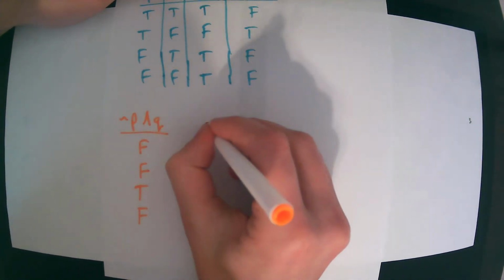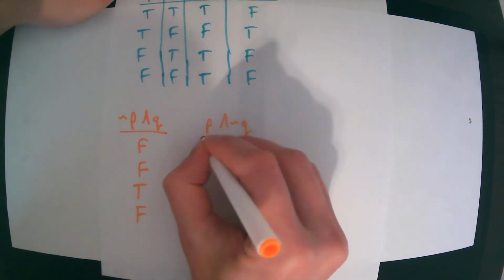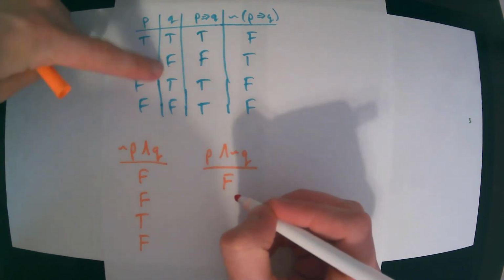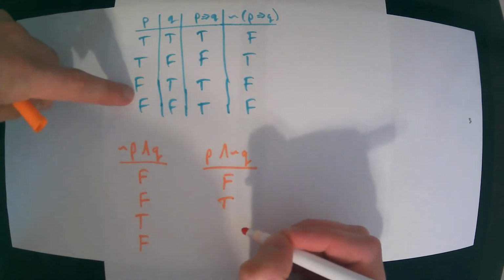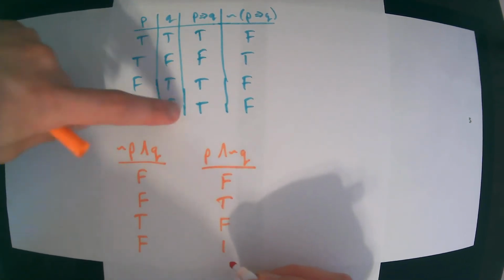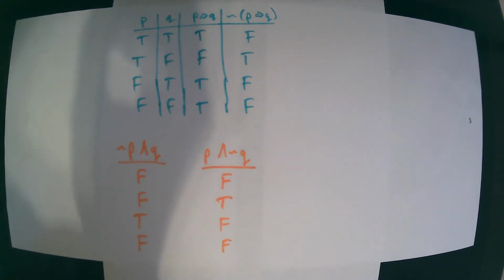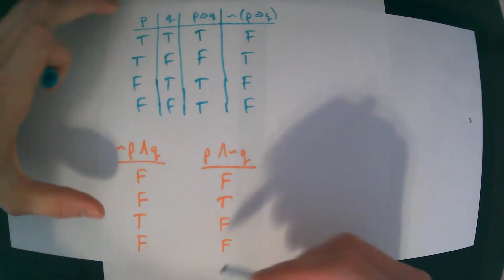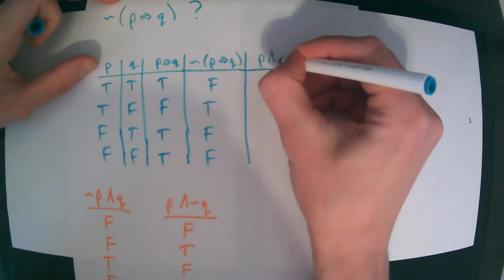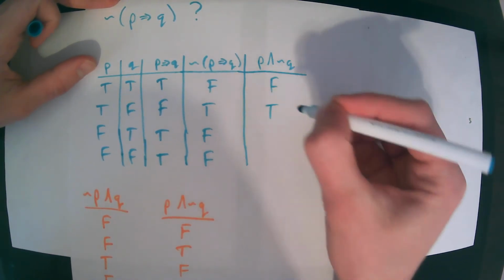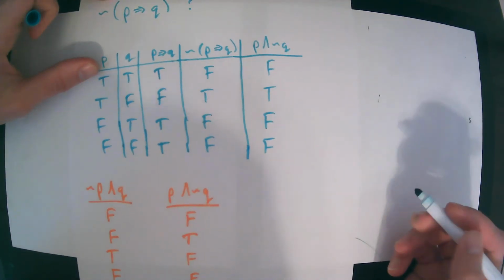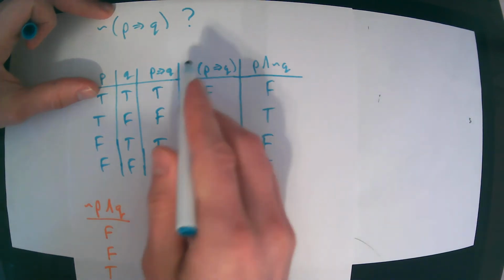So how about I try P and not Q? So now I'll read this as true, false, which is false. True, true, which is true, looking good. False, false, which is false, and then false, true, which is false. There it is. So this P and not Q is equivalent to the negation of P implies Q. So we had to go dig into conjunctions to get a negation of a conditional.